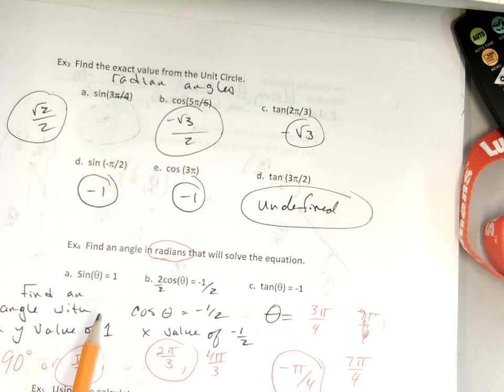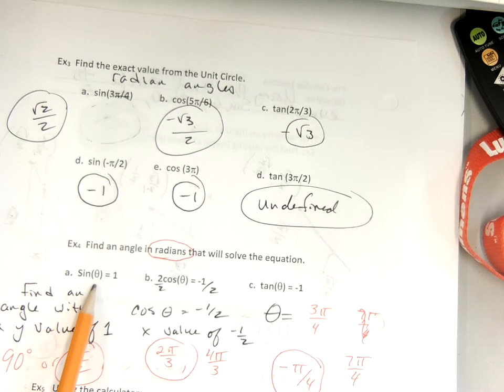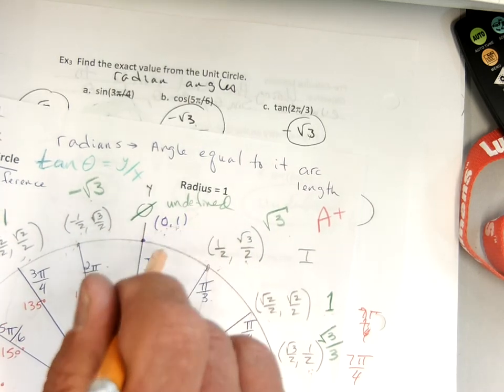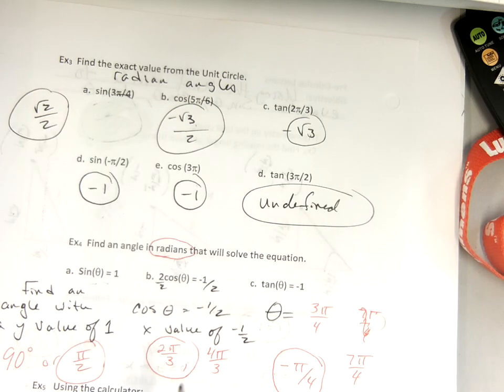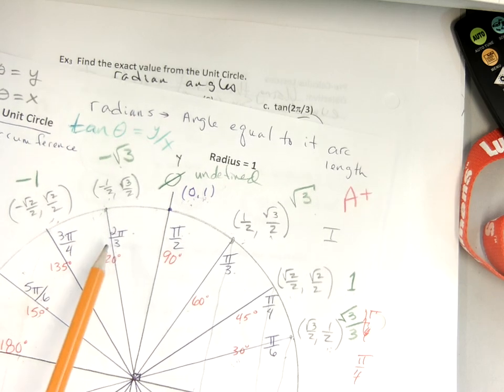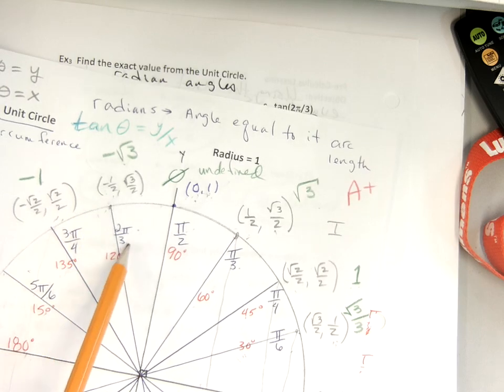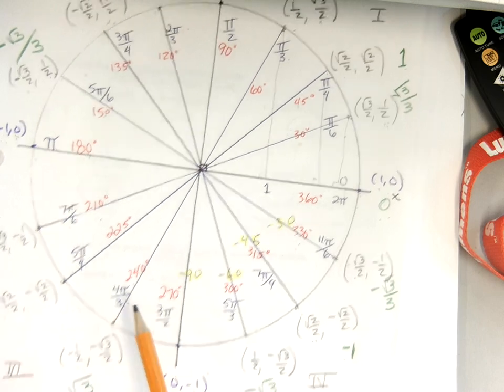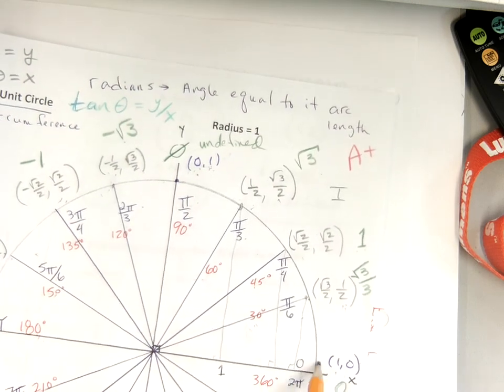Example 4, I want to find an angle that has a y value of 1 in radians. It's right there, y value of 1, the angle is pi halves. I want to find a cosine value, which is an x value of -1/2. So what's the angle? 2 pi thirds has a cosine value of -1/2, so the angle is 2 pi thirds. There's another one also at 4 pi thirds, but we'll take the one that's always closest to 0.